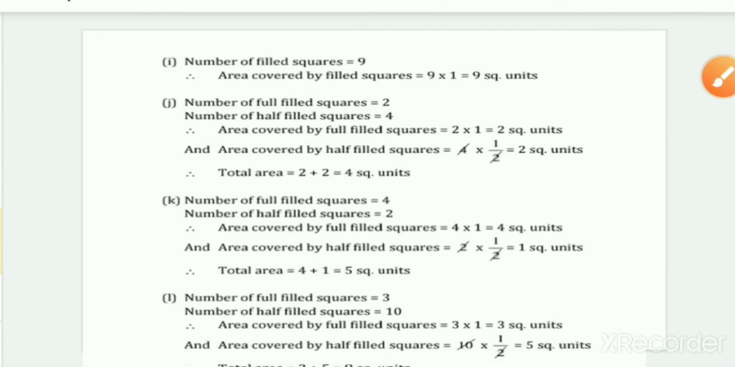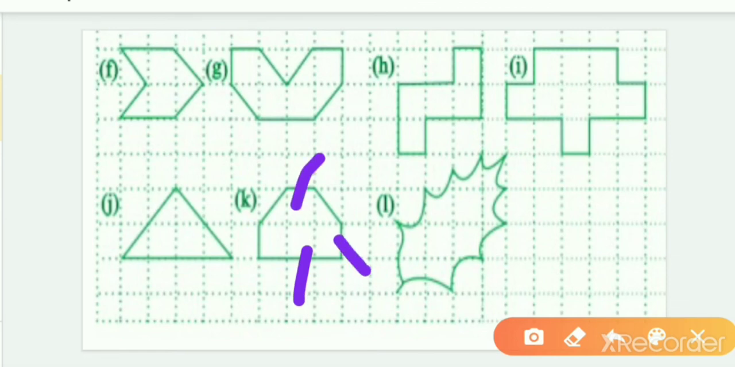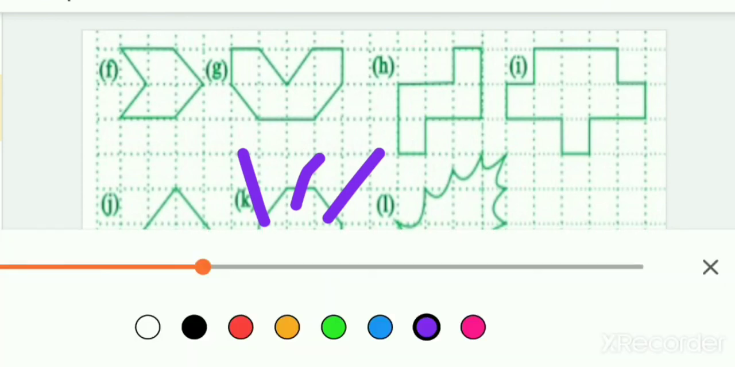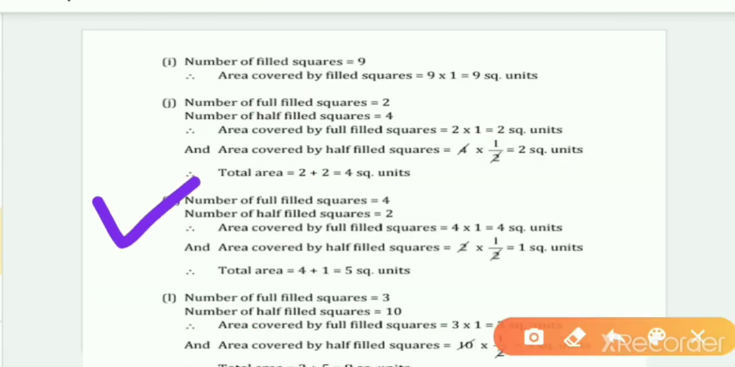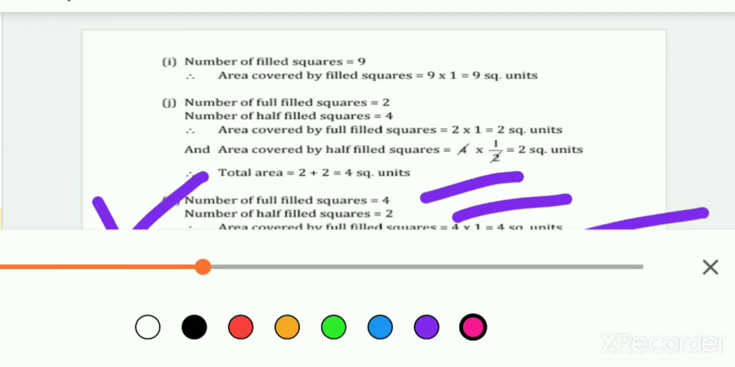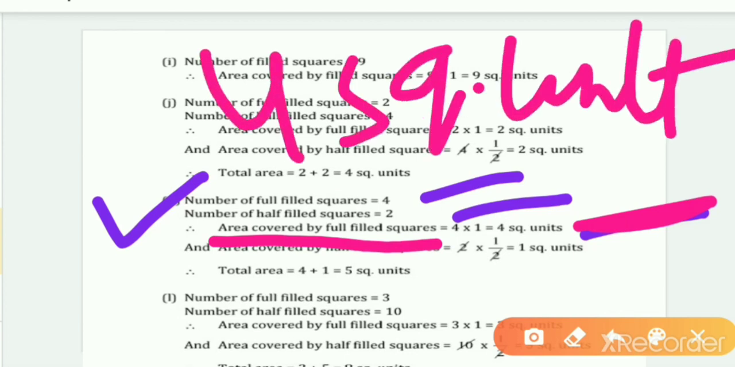Now moving to the K part. It is very easy. 1 2 3 4, 4 full squares and 2 half squares. Okay, this is the half square, this is the half square, and 4 full squares are here. Okay, we can see here number of full filled squares is 4 and half filled is 2, right? So therefore area covered by full filled squares will be 4 multiplied by 1. It will be 4 square unit, because we are finding for 4.